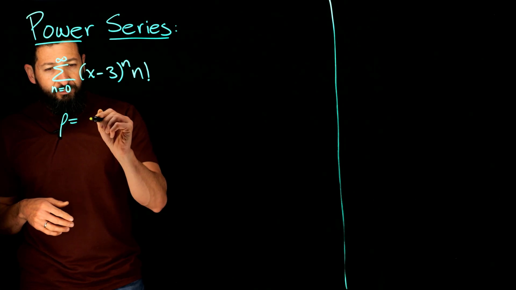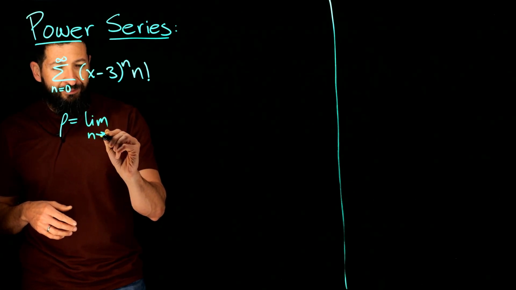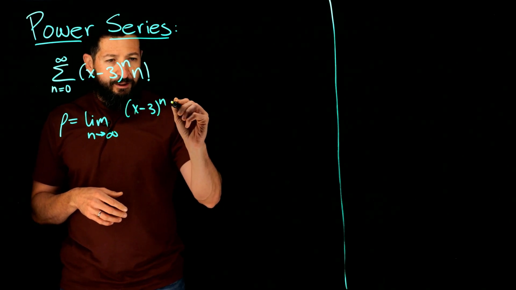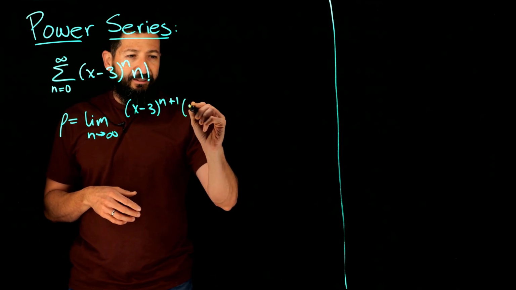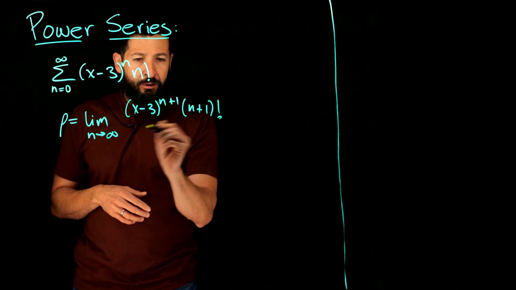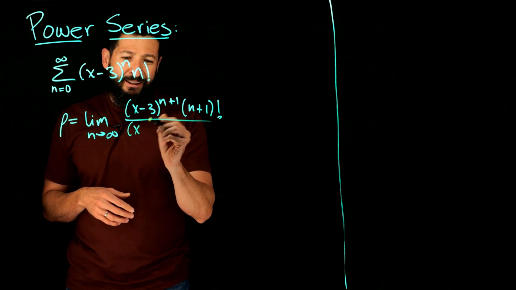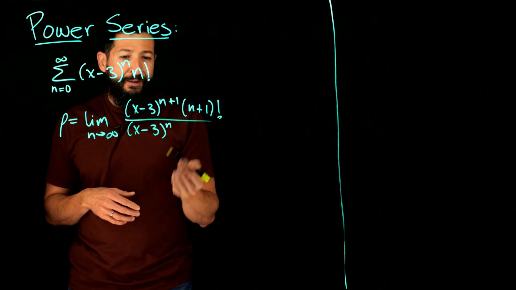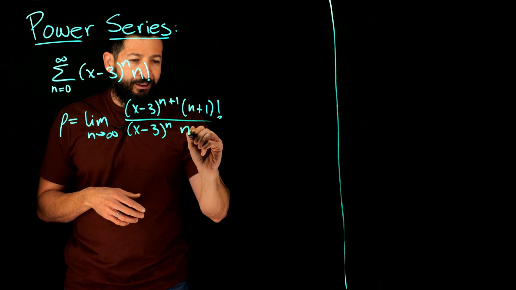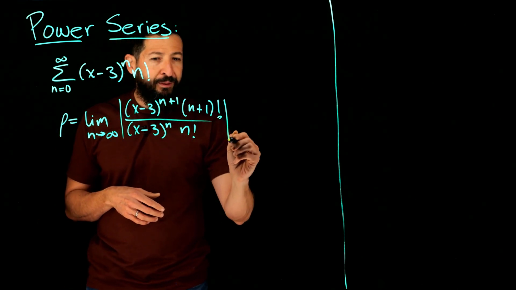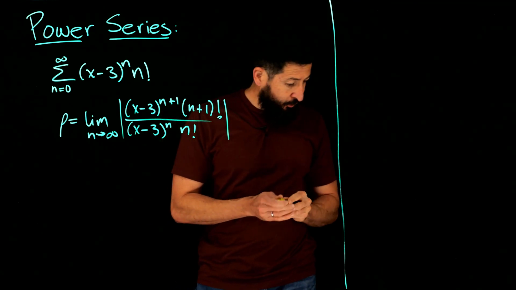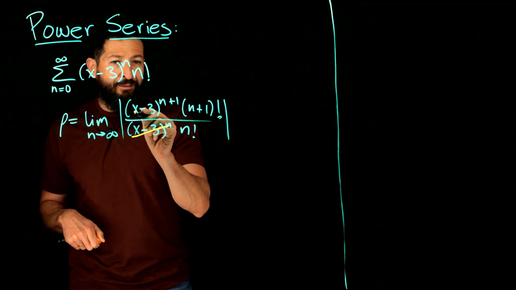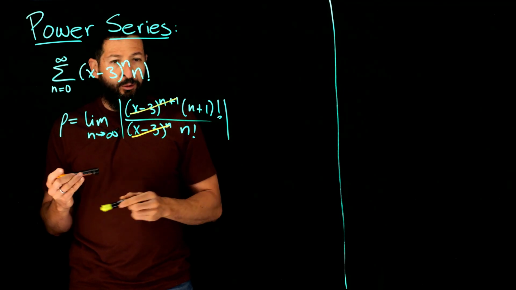Define your rho as the limit as n goes to infinity of x minus 3 to the n plus 1 times n plus 1 factorial all over x minus 3 to the n over n factorial. Now I did divide because this one is not a fraction, so I don't multiply times the reciprocal, it's the same thing. So just doing the ratio straight up. This is going to cancel n of them, and I'm going to have just x minus 3 left over.